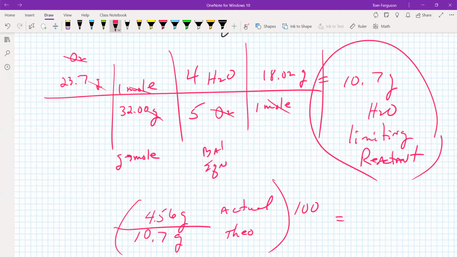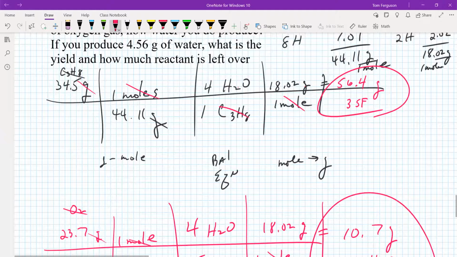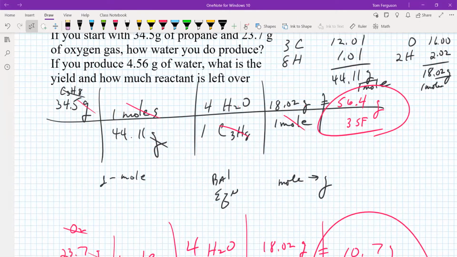We have 456 by 10, 7. Gives us what, 40.6% yield. And then how much excess reactant do we have? Well, we have a whole bunch of propane left over.